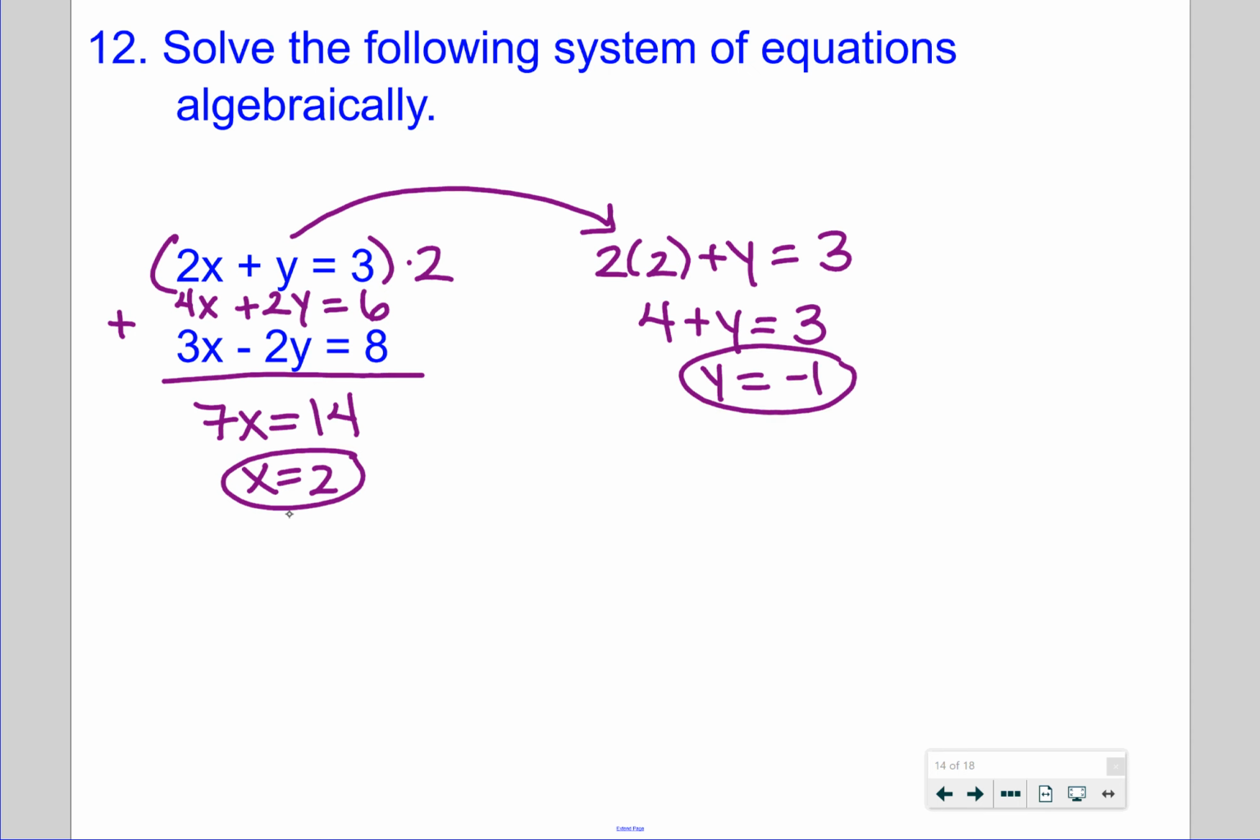You can write your answer on your answer line as x equals 2, y equals negative 1, or you can write it as a coordinate, 2, negative 1. If you want to check it, you can graph both of these in your calculator and look for that intersection point, or you can plug 2 and negative 1 into both equations and make sure it works in both equations.